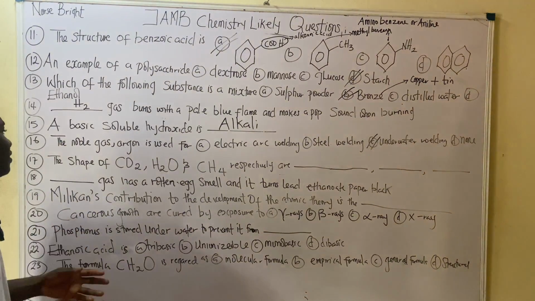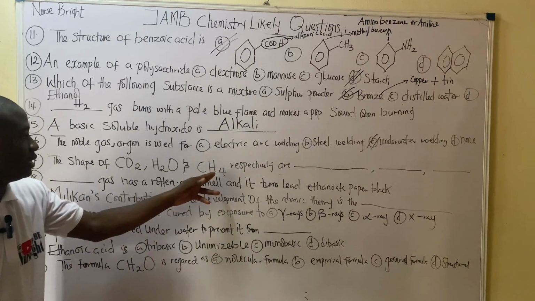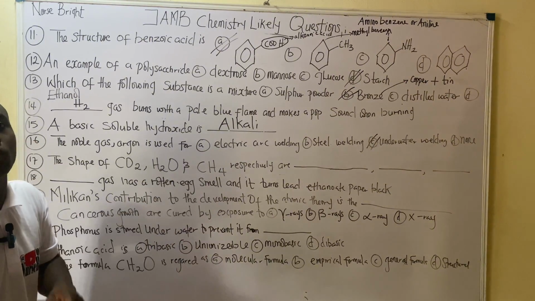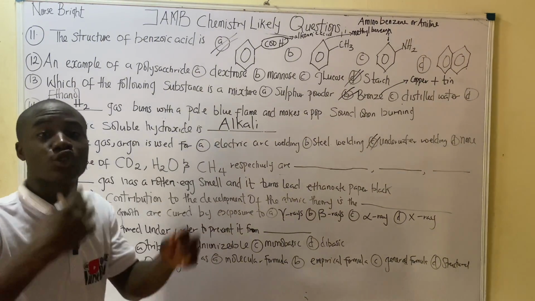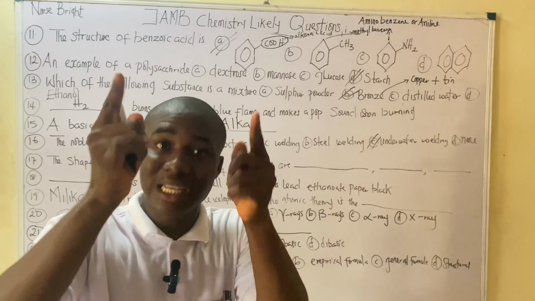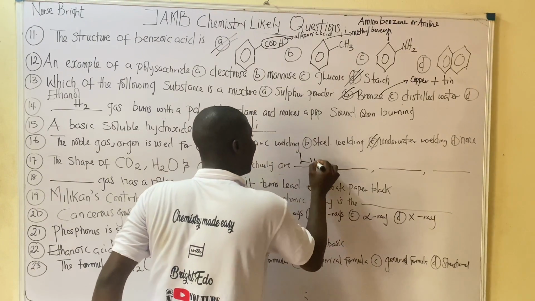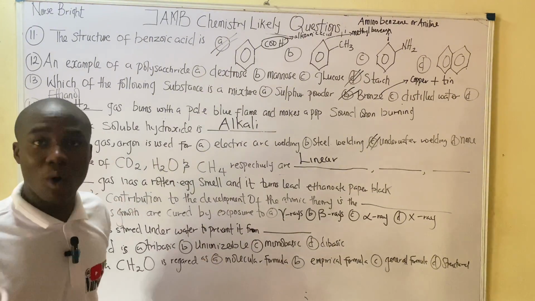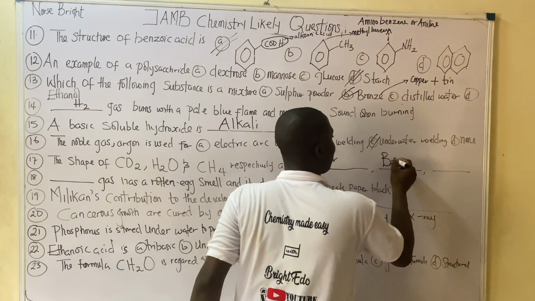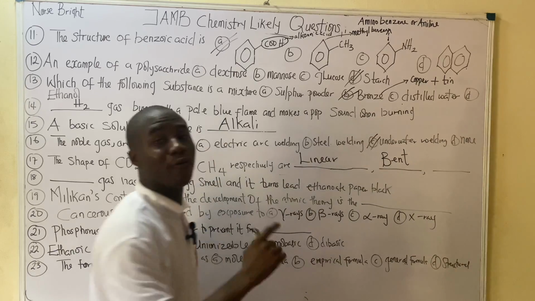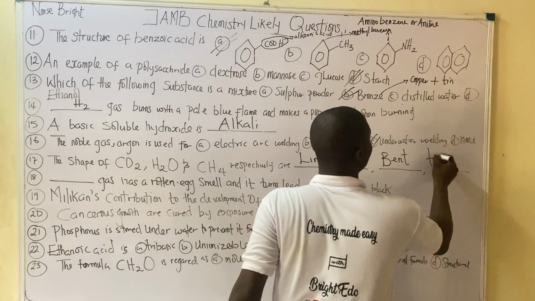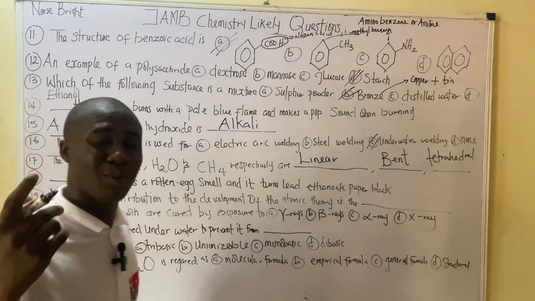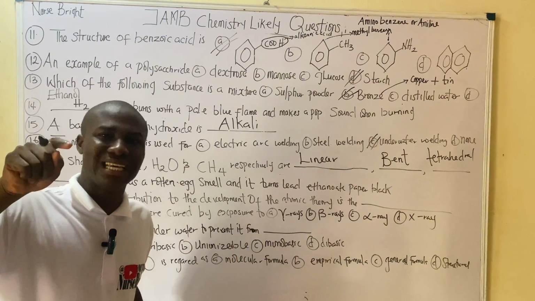Now, question number 17 says the shapes of these respectively are, so this is carbon dioxide, CO2, this is water, and this is methane. We have to know their shapes. Now we have ways to actually draw them, but please know them. CO2 is linear with a bond angle of 180 degrees, whereas water has a bent shape, or we can say V shape, and methane has a tetrahedral shape. So the shape is tetrahedral. Do you understand? Water has a bond angle of about 105.9 degrees or 105.28 minutes.